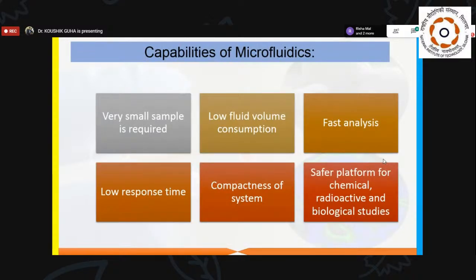What microfluidics can do is very simple. A small sample is required, with very low fluid volume consumption, because you do not need liter or gallon quantities of water or any other fluids. You need a very small, milliliter-type volume for your entire study. Analysis is very fast, giving results in a short time with very low response time. The system is compact and a safer platform for chemical, radioactive, and biological studies.